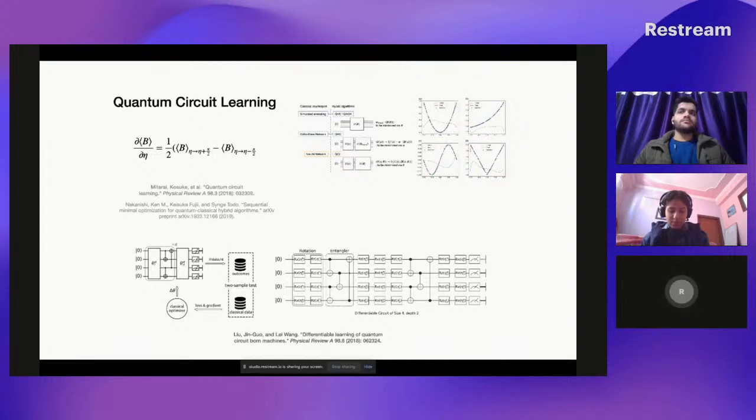So then people realized that for a parameterized quantum circuit, there's actually a very elegant form of its gradient, which we call the parameter shift rule. It was first described in this quantum circuit learning paper, and later used by many other quantum circuit papers. And now it is integrated with the automatic differentiation engine that you use in, for example, PyTorch, or in Julia, the Zygote differentiation engine.